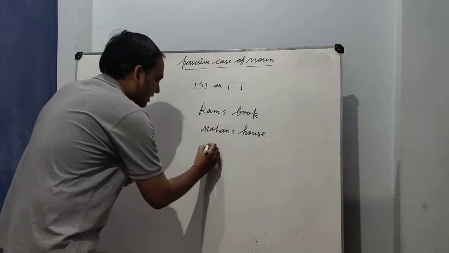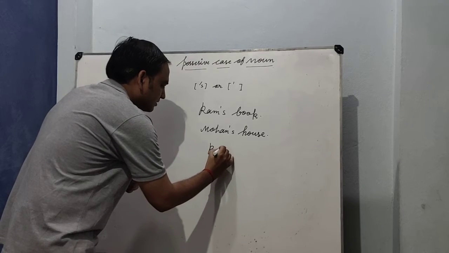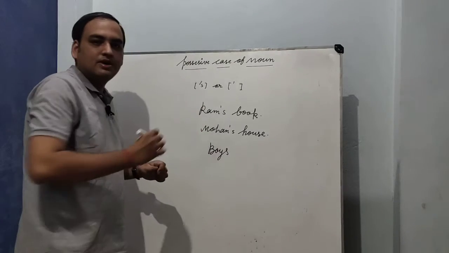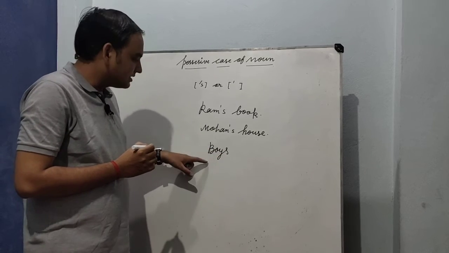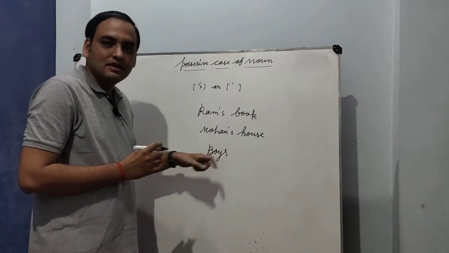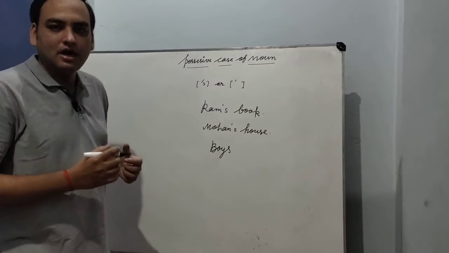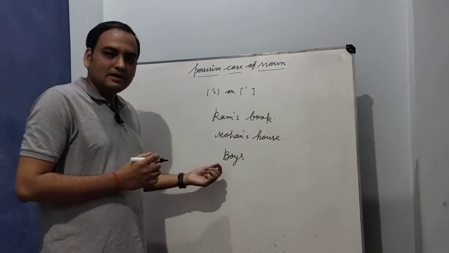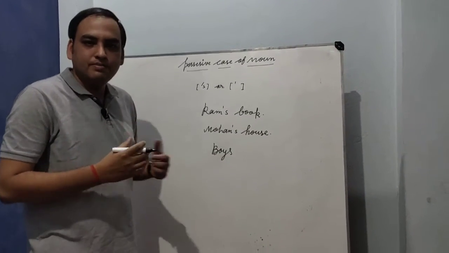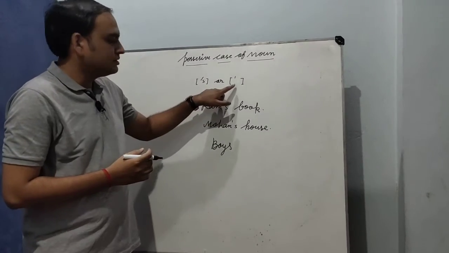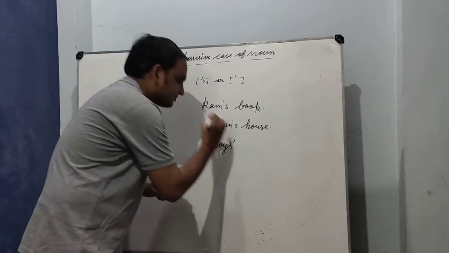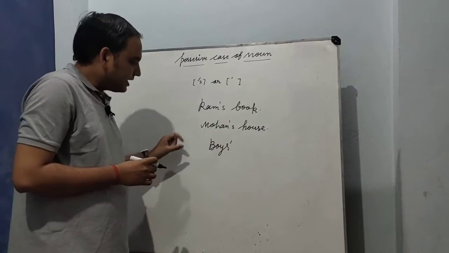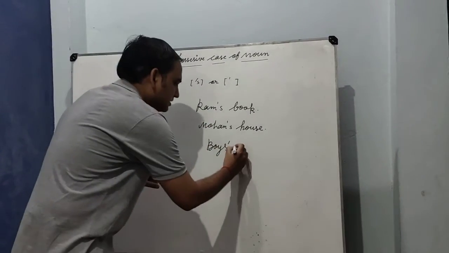Suppose here are boys. Boys is a plural word and it ends with s. So if the nouns are ending with s or they are plural, then we will use apostrophe only, meaning boys'. Suppose we are writing an example here, boys' hostel.